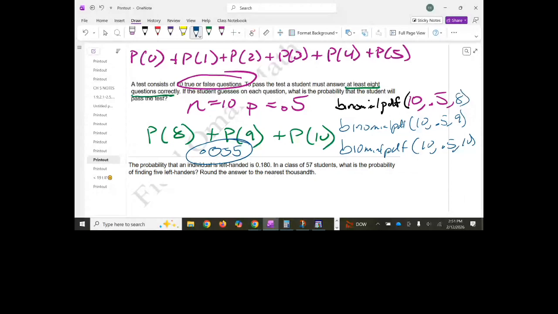Y'all, let me ask you a question. Are you guys feeling more confident or comfortable with the calculator a little bit? Y'all, it's just like anything else.